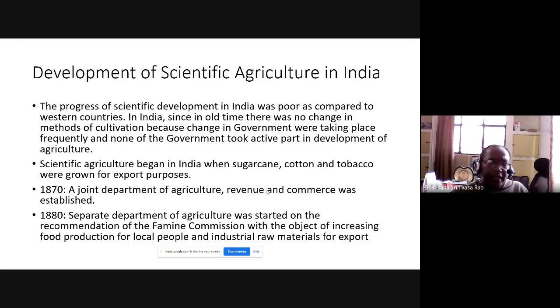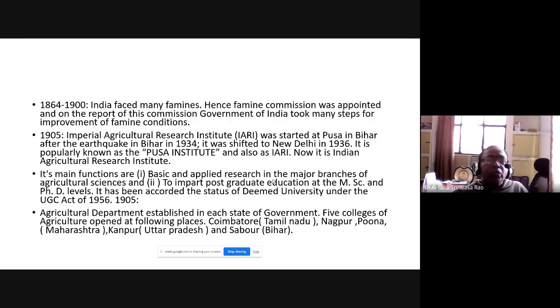These are all the events which took place before independence, before 1947. A separate Department of Agriculture was started during 1880. After that, from 1864 to 1900, India faced many famines. Hence, a Famine Commission was appointed, and based on the report of this commission, the Government of India took many steps. After that, the Imperial Agriculture Institute.